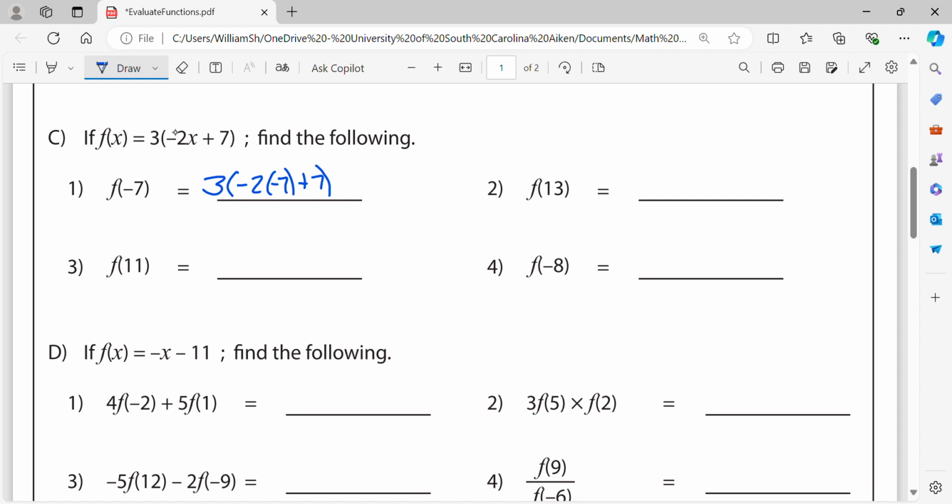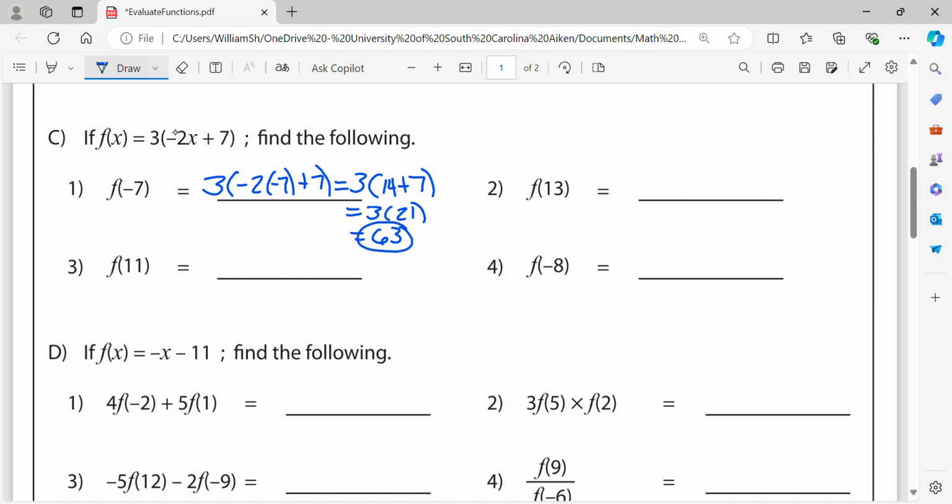Now I have to keep with my order of operations here. So I'm going to leave that 3 on the outside of the parentheses, and negative 2 times negative 7 is positive 14. So now I have positive 14 plus 7. Positive 14 plus 7 is 21. So now I have simplified it to 3 times 21. And 3 times 21 should give me 63. So f of negative 7 is positive 63.